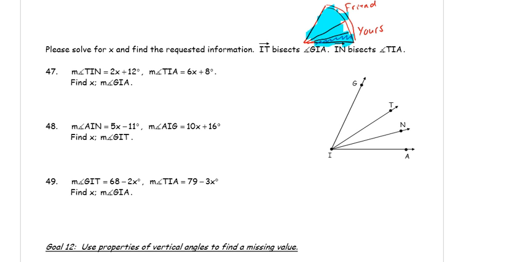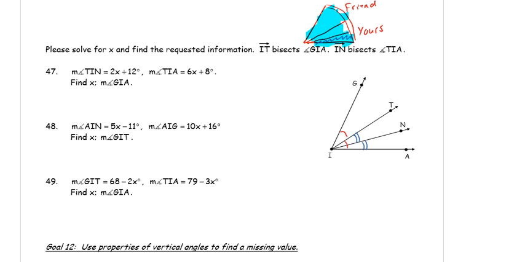So if we look at this problem, we will work through number 47. IT bisects angle GIA. Okay, so that tells us that this and this are congruent. And IN bisects angle TIA. So it tells us that this angle and this angle are congruent.